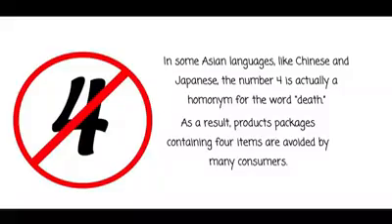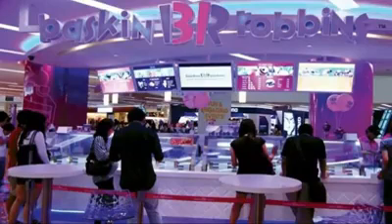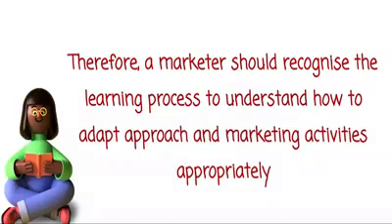For example, in Japan, the number 4 is considered unlucky, and product packages containing 4 items are avoided by many consumers. Another example is Baskin-Robbins in Vietnam. Vietnamese are used to lingering at cafe tables and are not used to having to pay immediately. So when they were asked to go to the counter, some felt insulted and left, because they felt that Baskin-Robbins did not trust them by asking them to pay for the ice cream immediately. Therefore, a marketer should recognize the learning process to understand how to adapt approach and marketing activities appropriately.